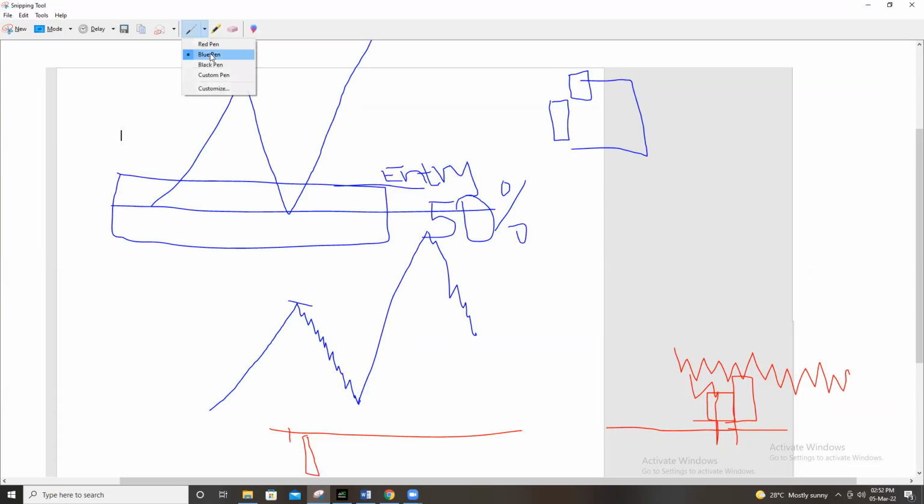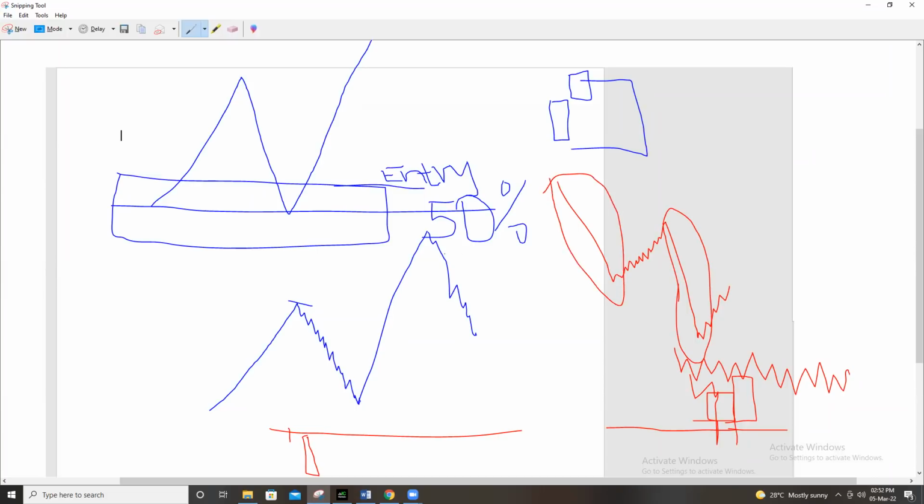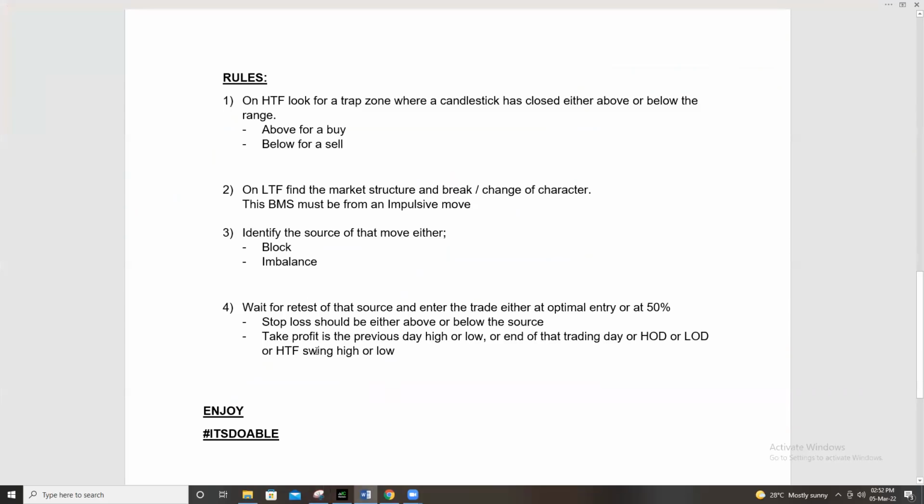If you're on a selling cycle, you're going to find you have a low, okay, then we have the reactive move, the slow move, then another violent move, okay, and another slow move. So these moves here, these are what we call the impulsive moves. So this says the break of market structure must be from an impulsive move.